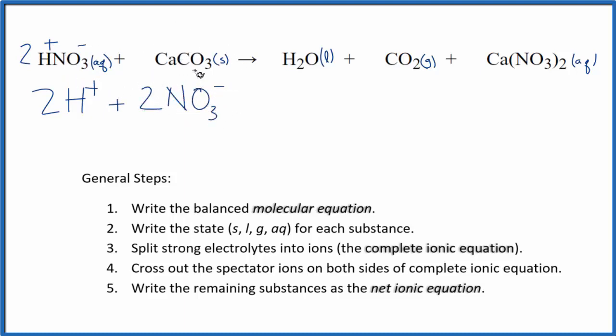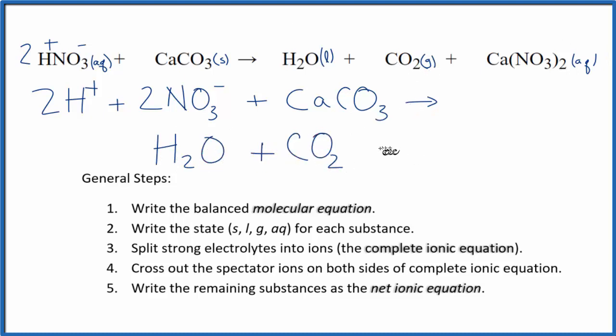For the calcium carbonate, it's a solid, so it's not broken apart. It's an ionic compound all together, so we can't break that apart. So we'll just write CaCO3. In net ionic equations, we don't break solids, liquids, or gases up into their ions. So we have our reactants, and then our products. We said we didn't split liquids up, so it's just H2O, plus a gas, CO2. We don't split those up either.